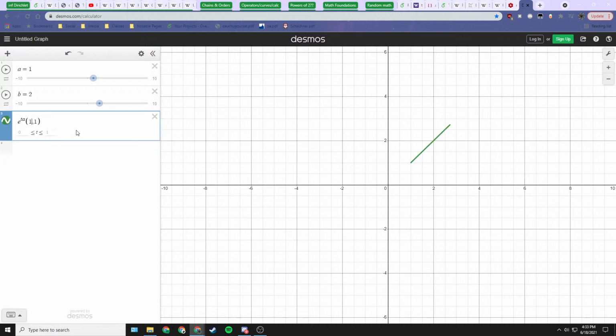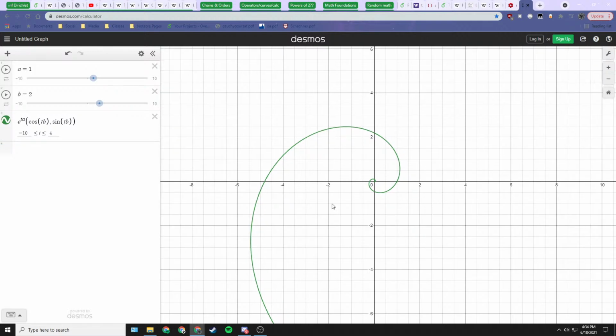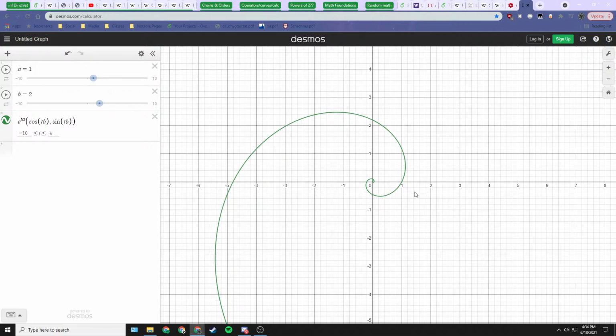Yeah, that's right. Okay, it's cosine of tb and sine tb. I think that's good. Then we're going to do t goes from -10 to 4. Yeah, that's enough. So these are the logarithmic spirals. If this is the complex plane, so the x-axis is the real axis and the y-axis is the imaginary axis, this would be a logarithmic spiral.